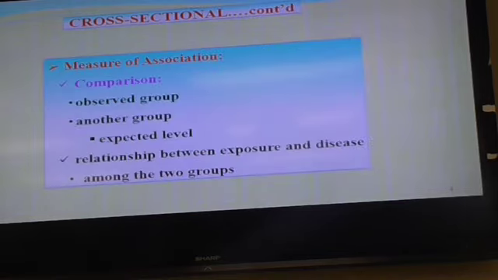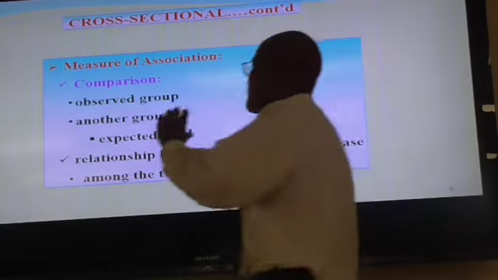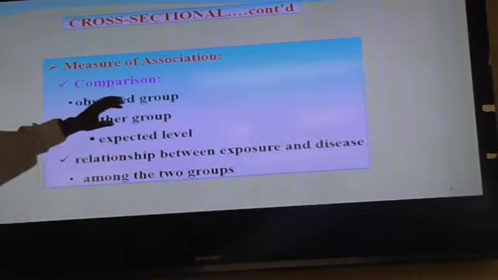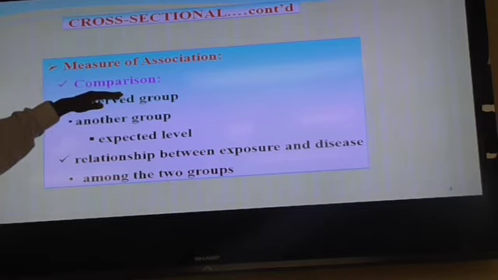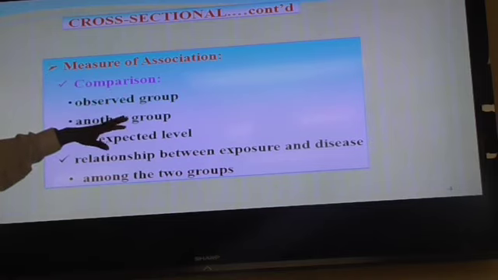So now, once you ascertain the disease and outcome, we go to our measure of association. When we're talking about measure of association, we always have to keep this in mind: comparison. So you have two groups all the time. If you are looking at disease, you have a disease group and a non-disease group. If you are looking at a risk factor, you have those with the risk factor and those without the risk factor.